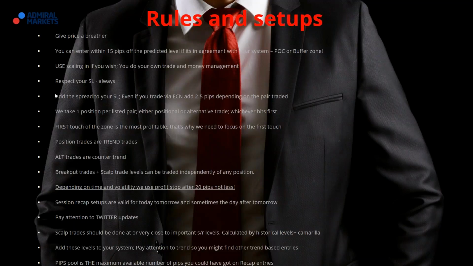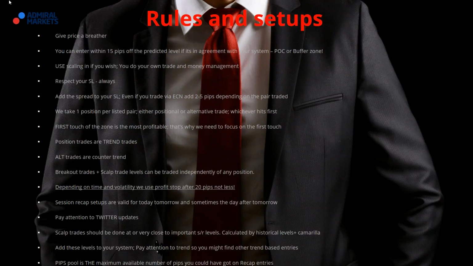The rules and setups for our recap. Give price a breathing room, and usually we enter within 15 pips of the predicted level if it's in agreement with your system. Use scaling in if you wish, but don't forget that you do your own trade and money management. Respect your stop loss, add a spread to your stop, and even if you trade via ECN account, try to add 2 to 5 pips depending on the pair traded.